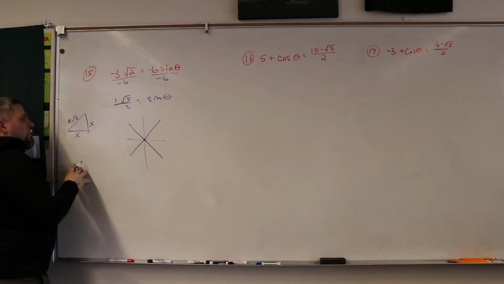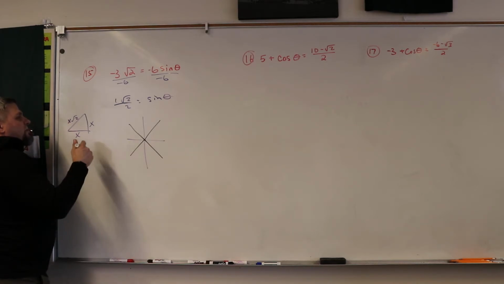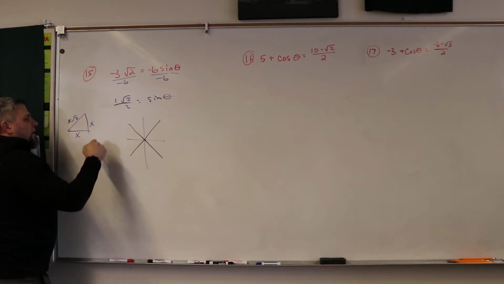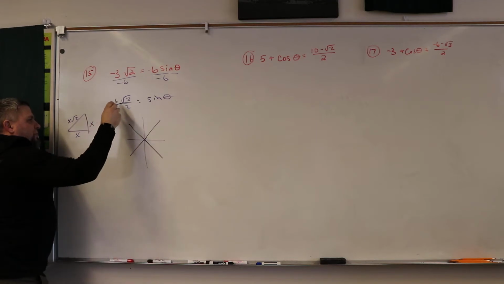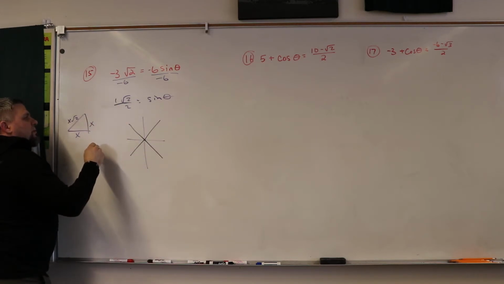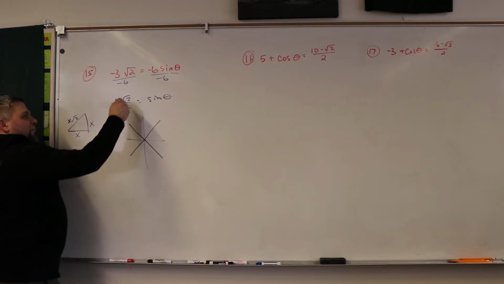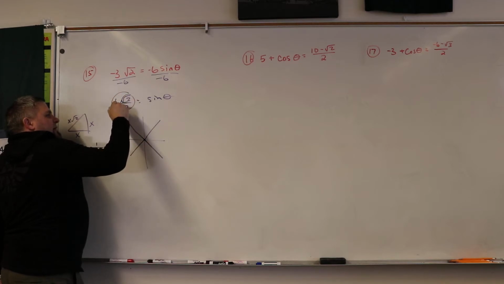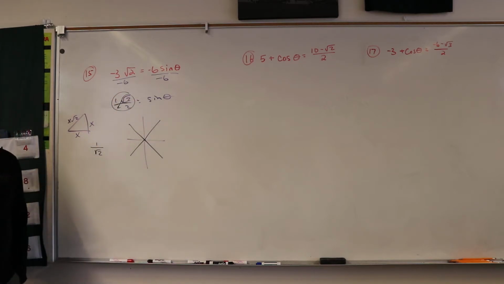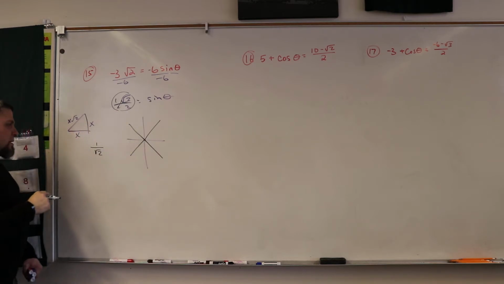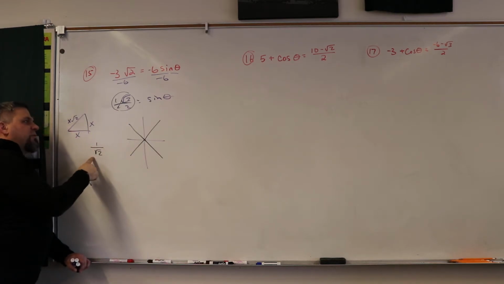Oh, I see. It's really 1 over the square root of 2, because we could take this down here and take that away. This and this are the same. You see what I'm saying? So, it's 1 over the square root of 2.